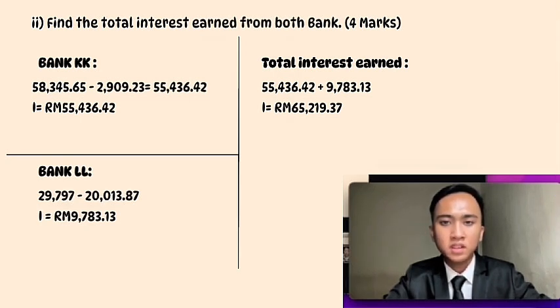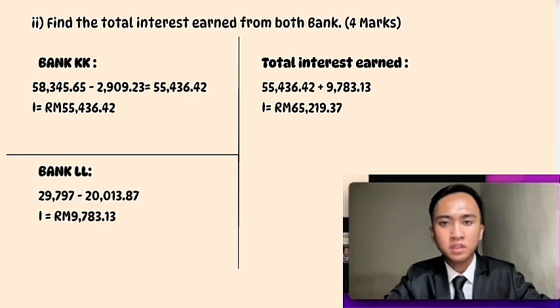The accumulated value is 29,797 ringgit. The principal was 20,013 ringgit and 87 cent. So we subtract 29,797 minus 20,013.87 equals 9,783 ringgit and 13 cent. So the interest earned from Bank LL is RM 9,783 and 13 cent.